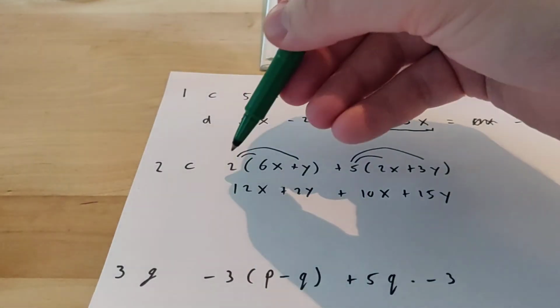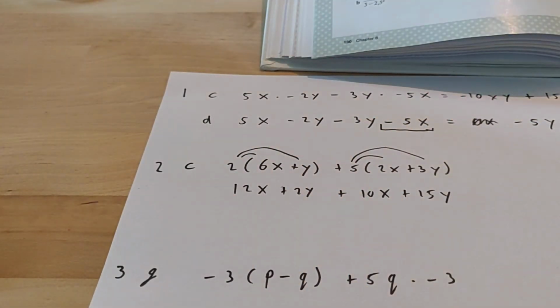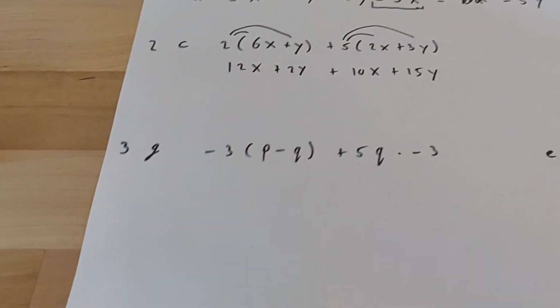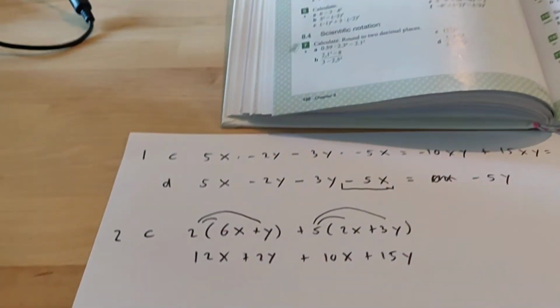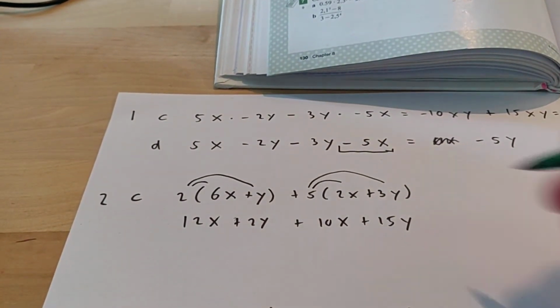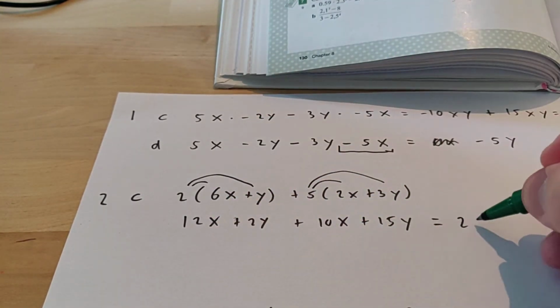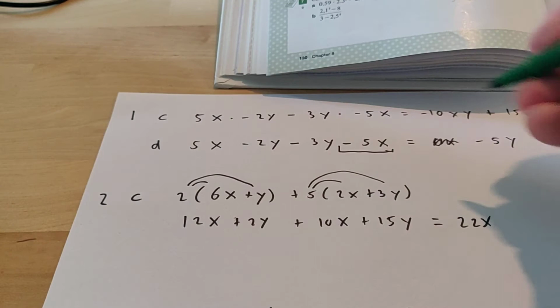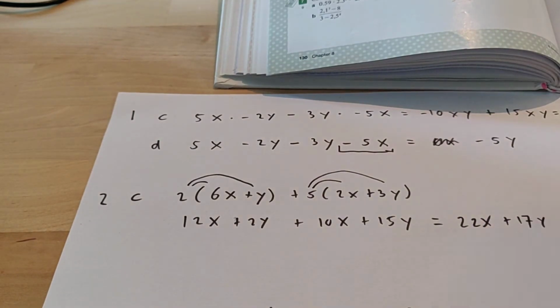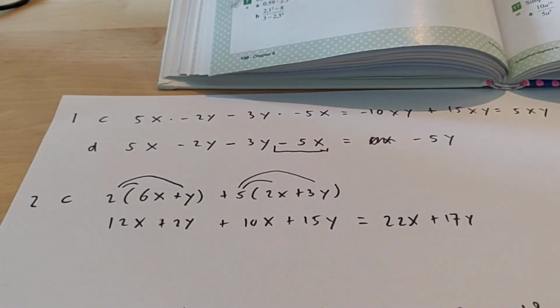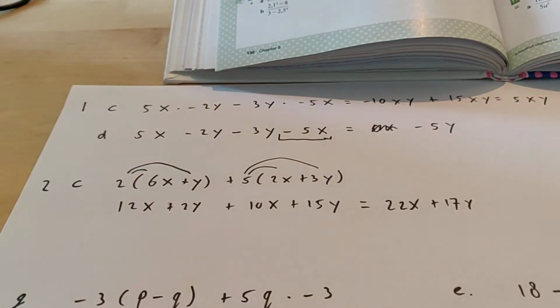And we were very lucky that there are no minuses here. But I'm going to show you over here what happens if you do have some minuses, right? Okay, so now we're going to add everything that has the same letter. So 12x plus 10x is 22x, and then 2y plus 15y is 17y. So this is the answer for 2c. And then we're going to move on to exercise 3.